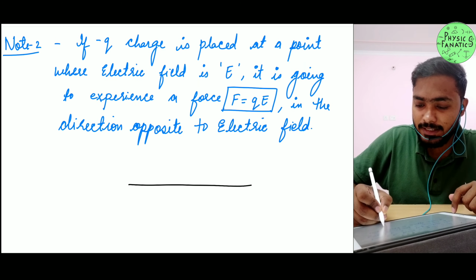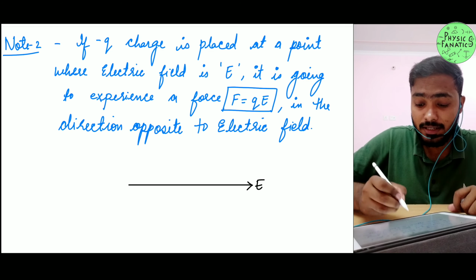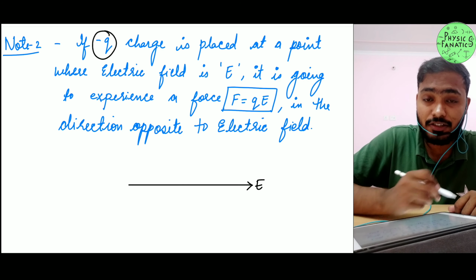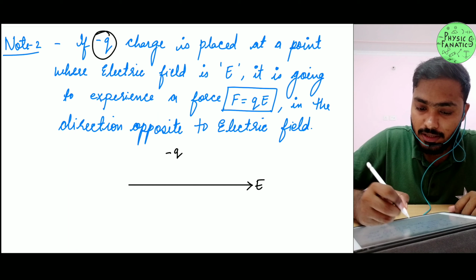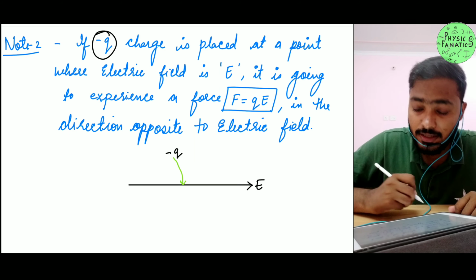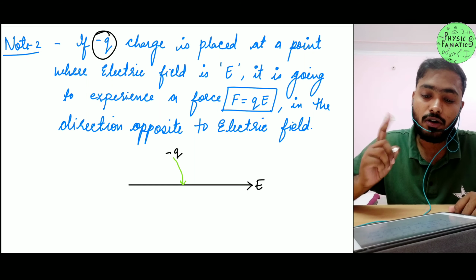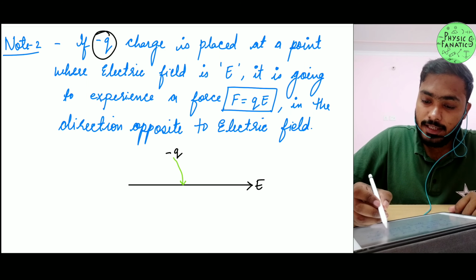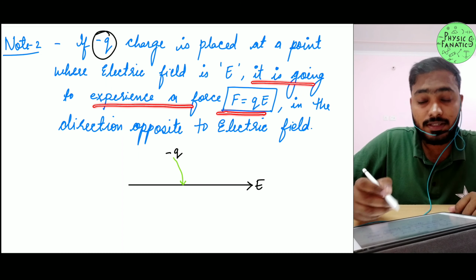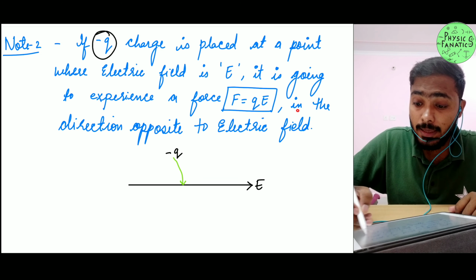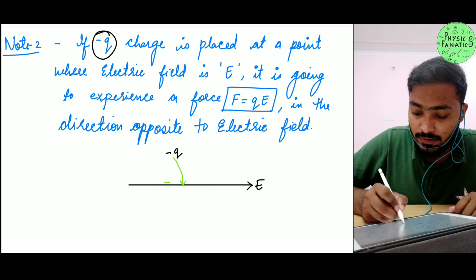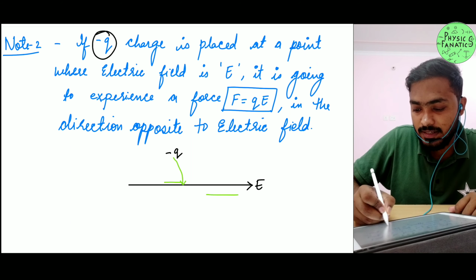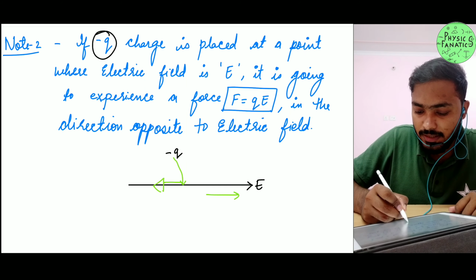This is my electric field E. This time I have to bring a minus q charge instead of positive q. I'm going to place this minus q charge somewhere here in the electric field. According to our note, it is going to experience a force which is again given by F equals qE in the direction opposite to the electric field. So if the electric field is in this direction, then the direction of force will be in this direction. Let me just draw it.